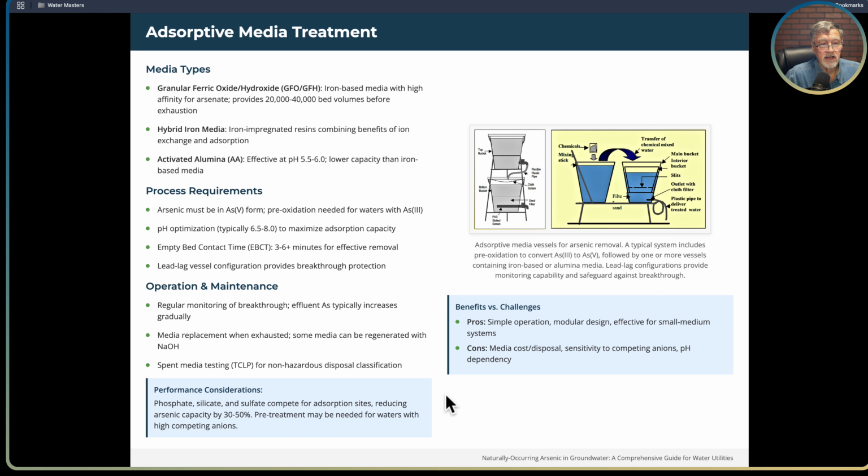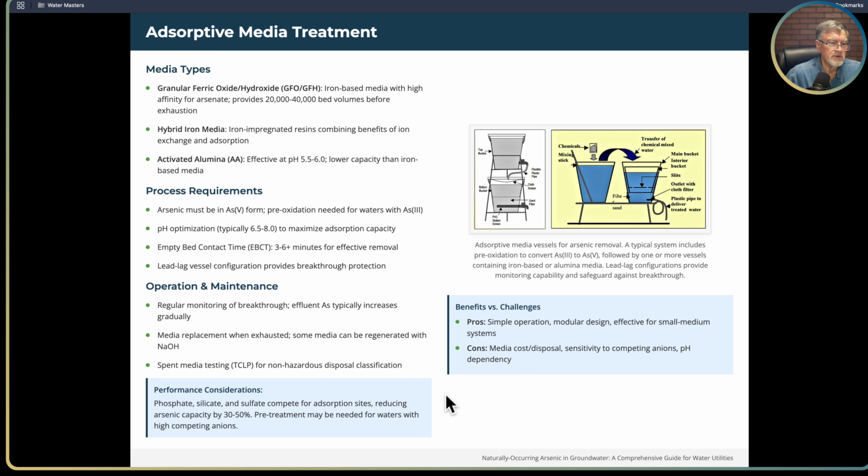And then activated alumina. This is actually an effective treatment for a number of contaminants. We recently looked at fluoride, and that works there too. The effective pH there is 5.5 to 6, so a little on the acidic side, and it has lower capacity than iron-based media. So probably you're better off going with the iron-based media, because arsenic has a natural affinity for the iron, as we've discussed, and so that's going to be a better option for you.